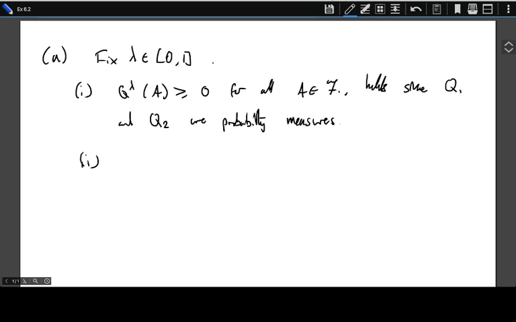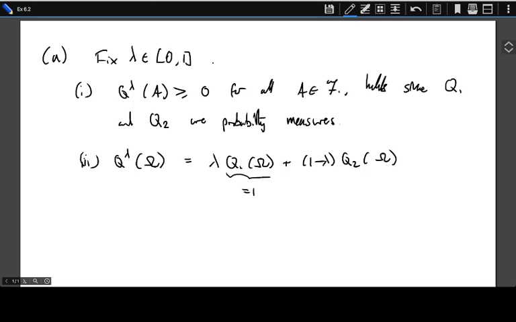Second, Q lambda of omega, the entire state space, is equal to lambda Q1 omega plus 1 minus lambda Q2 omega, which, since Q1 and Q2 are probability measures, these are both equal to 1, and we get lambda plus 1 minus lambda equals 1.